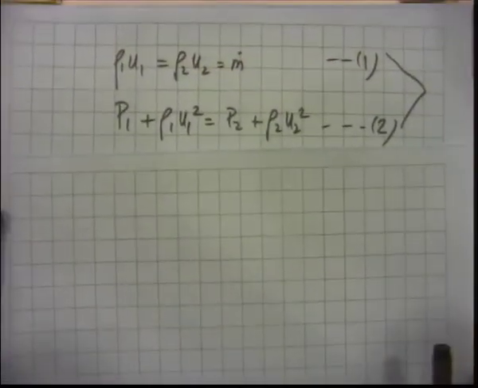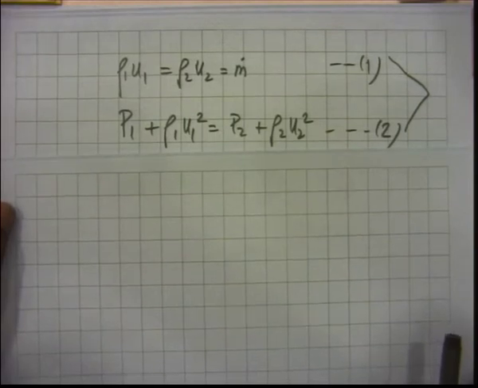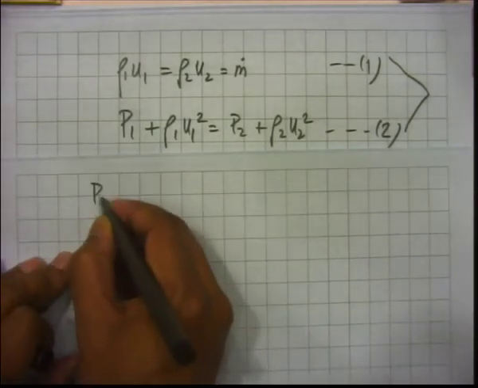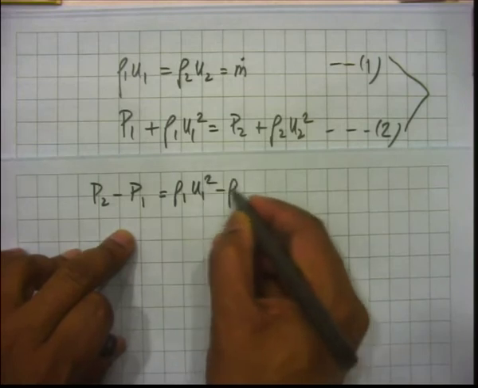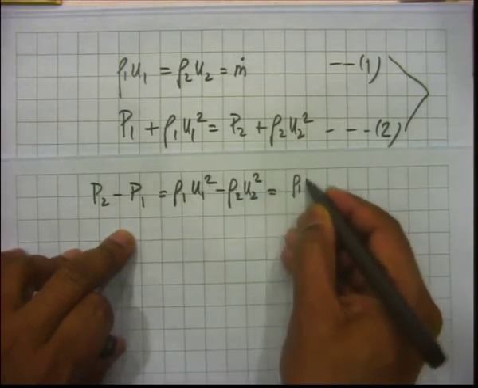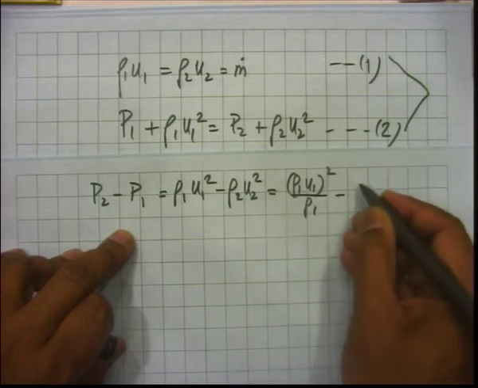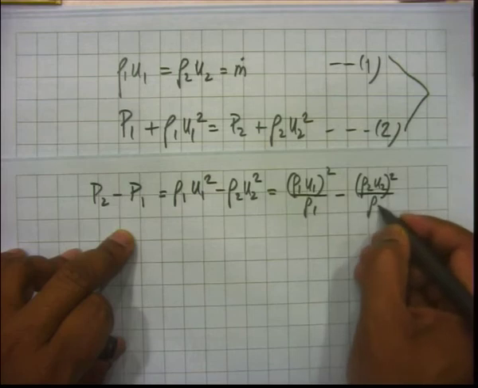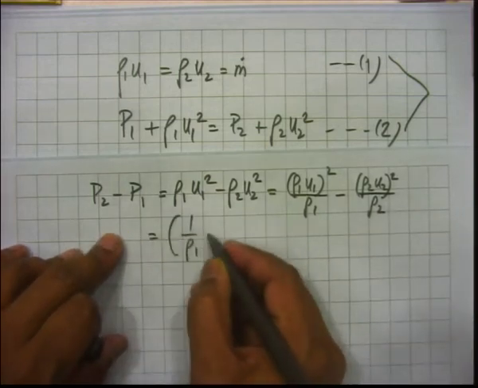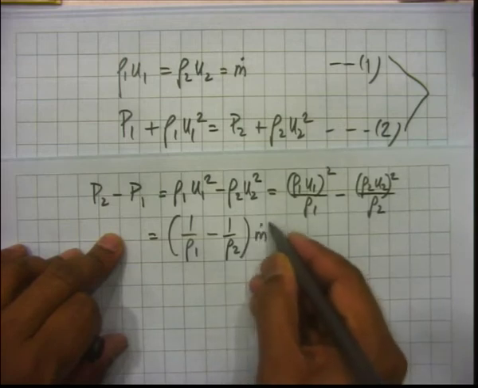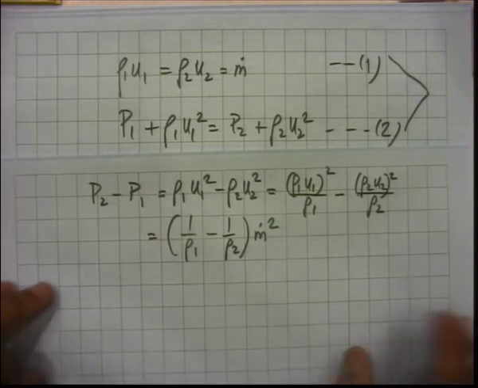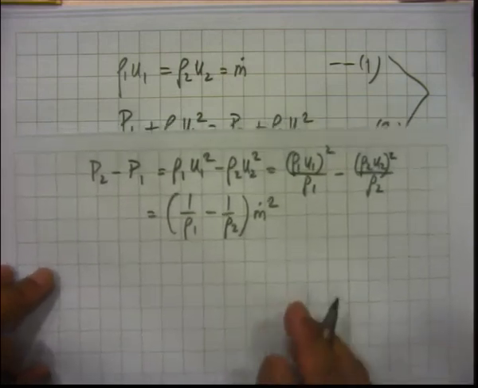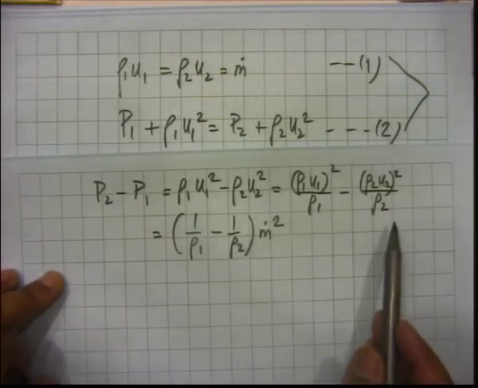Let me see whether I can do it here. Yeah, that's better. All right. So we can write P2 minus P1. So that's combining 1 and 2. So that should be okay with you.